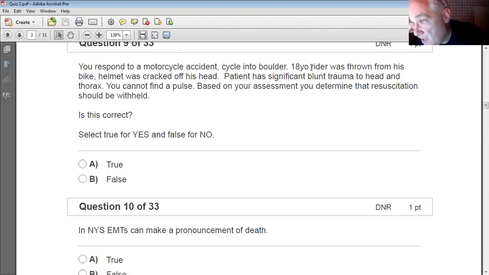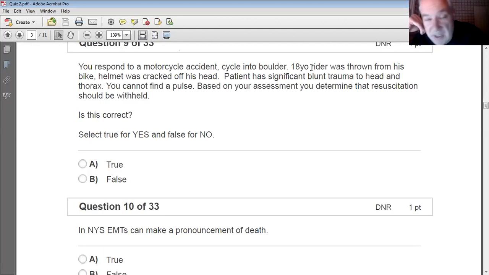So in number 9 over here, we had a motorcycle accident. The motorcycle went into a boulder, which is a large rock. 18-year-old rider was thrown from the bike. Helmet was cracked off his head. Okay, so if you know anything, it's very hard to crack a motorcycle helmet, and probably the fact that it was cracked off his head meant it wasn't strapped in place. Okay. Patient has significant blunt trauma.